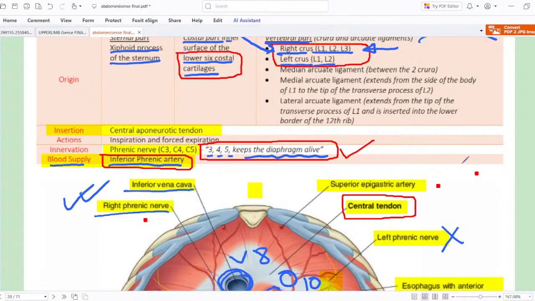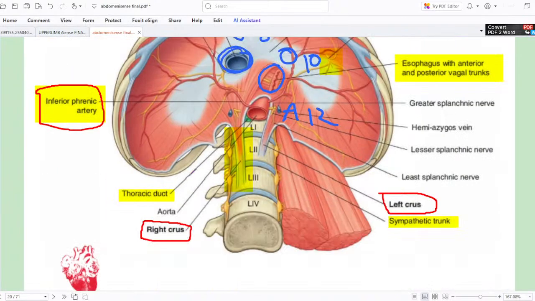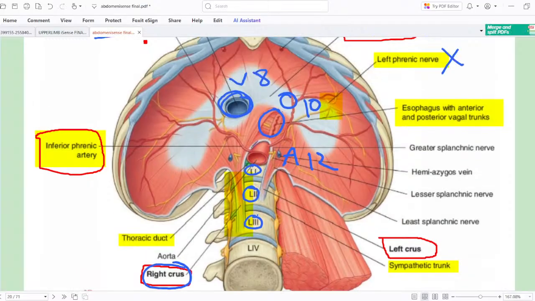Now a cross look, you can have a look. This is the diaphragm. This is the right crus, coming from lumbar 3, 2, 1. And the left crus, only lumbar 2 and 1. This is the vena cava opening. With the vena cava opening, which nerve do we have? We have the right phrenic nerve.